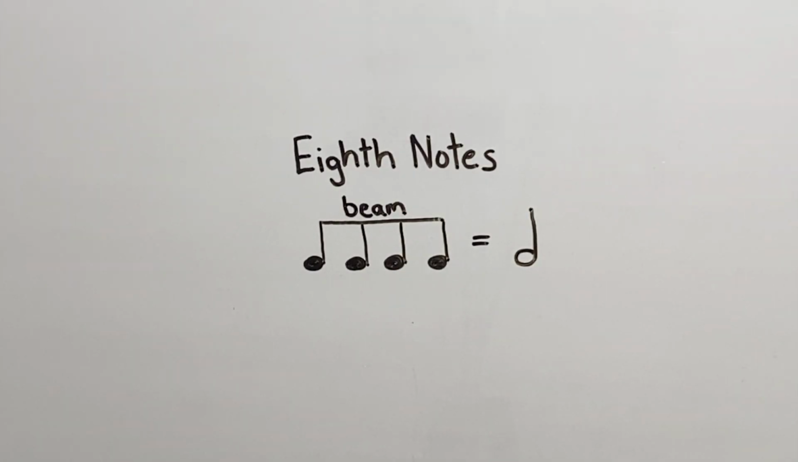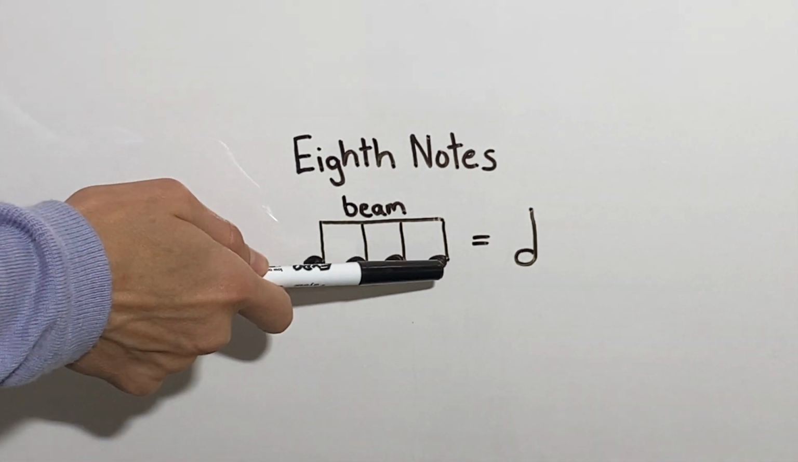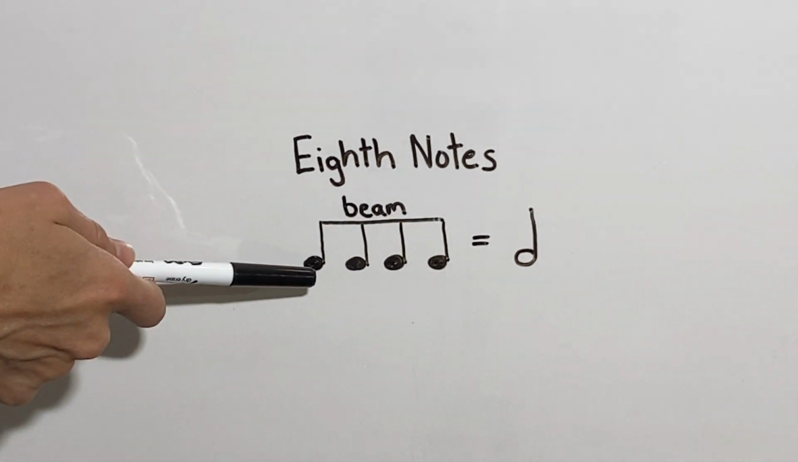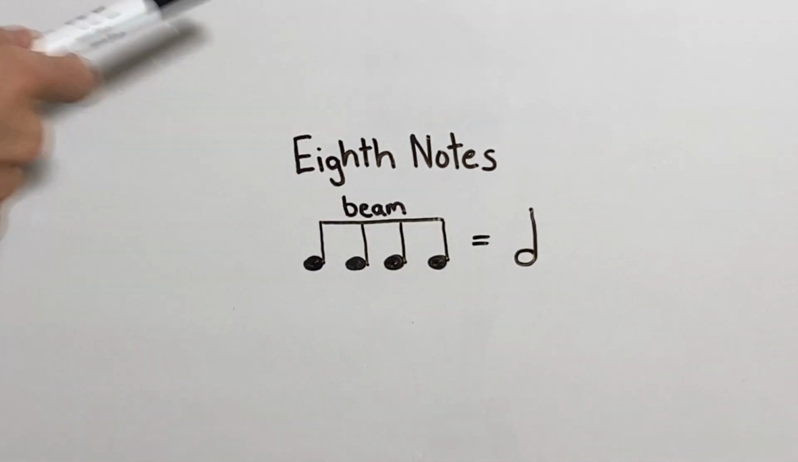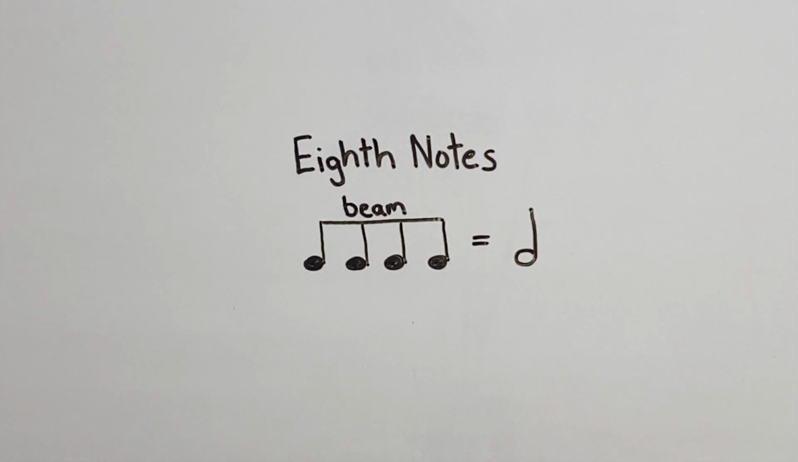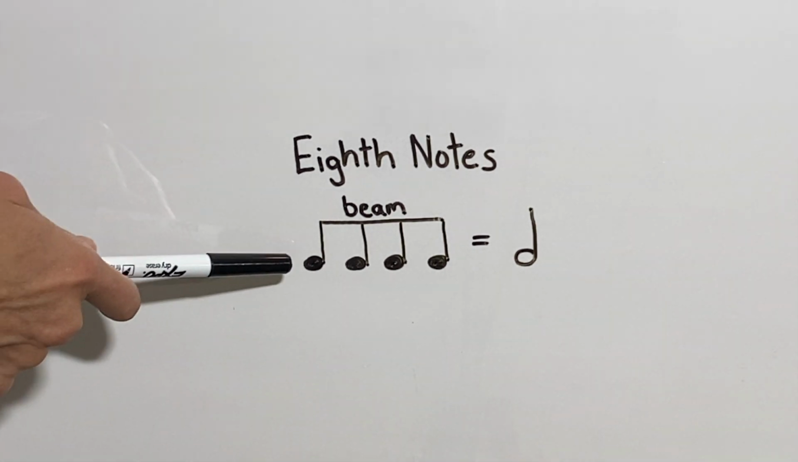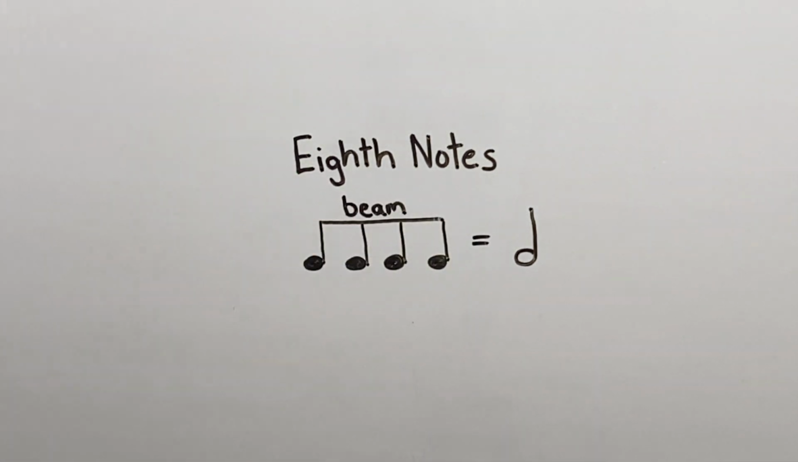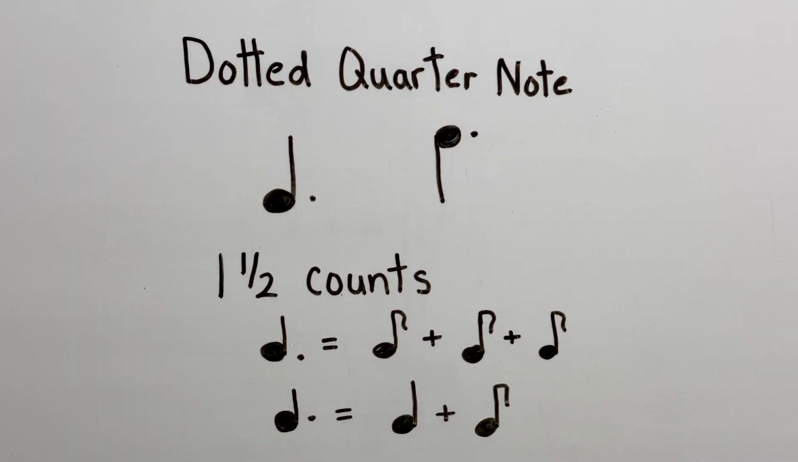The last way eighth notes can travel is in a group of 4. So here we have 1, 2, 3, 4 eighth notes that are all beamed together. So they have this beam up here. 4 eighth notes are going to equal 1 half note. So the 3 different ways they can travel: by themselves, where they have the flag, and that's worth half of a count. In groups of 2 with a beam, and that's worth 1 count or 1 quarter note. And then 1, 2, 3, 4 in groups of 4 with a beam, and that would be worth a half note.